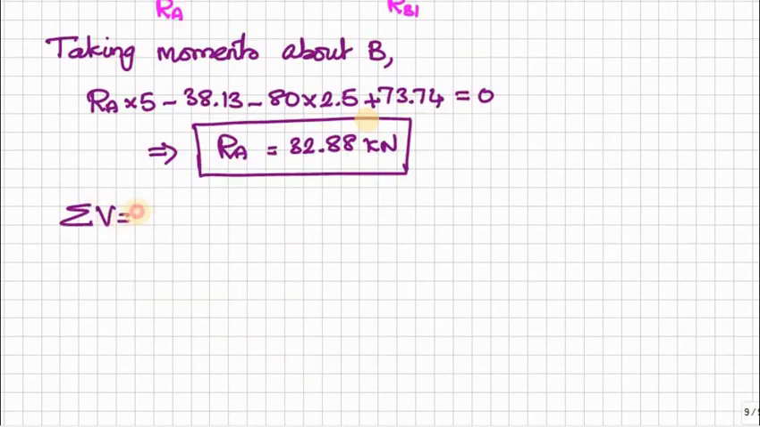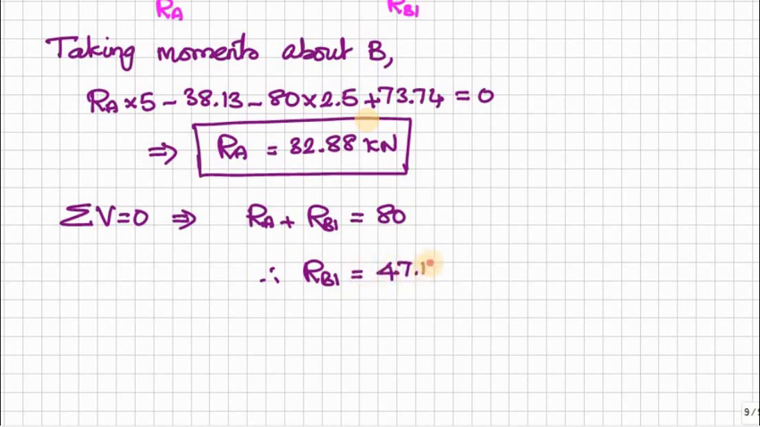Now consider the sigma V is equal to 0 equilibrium condition, which will give the value of RB1. So RA plus RB1 is equal to 80. Therefore RB1 is equal to 80 minus 32.88, which is equal to 47.12 kilonewton.